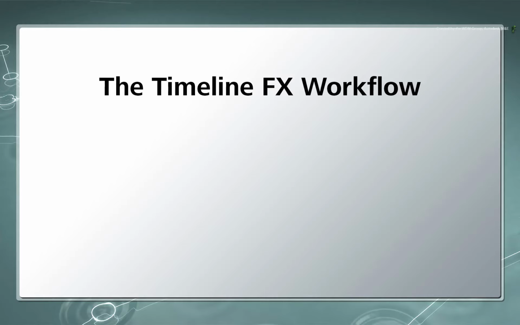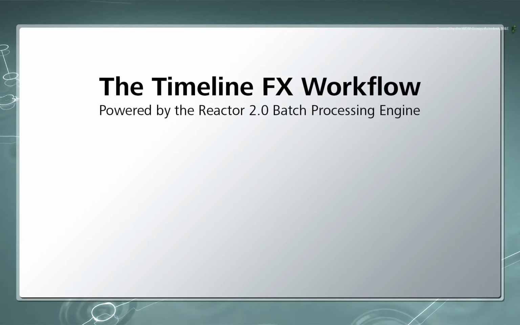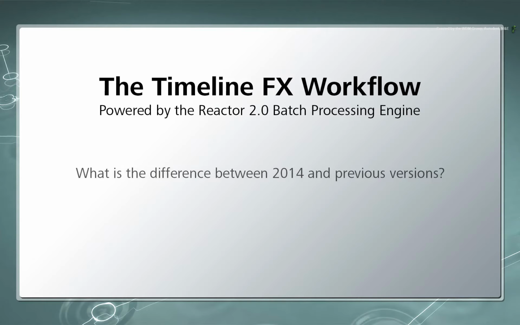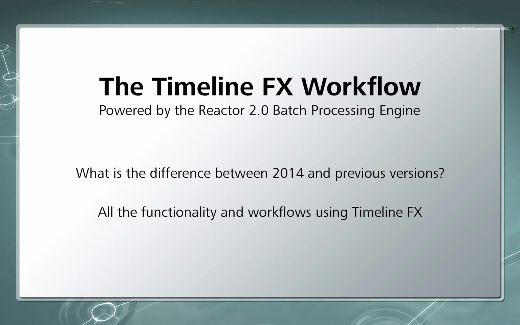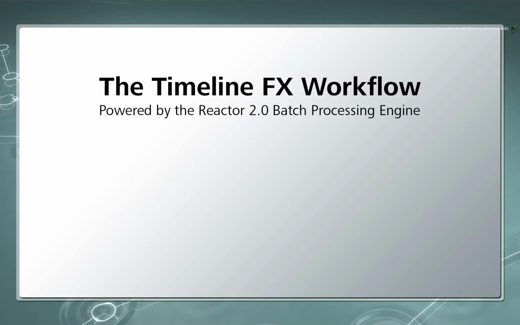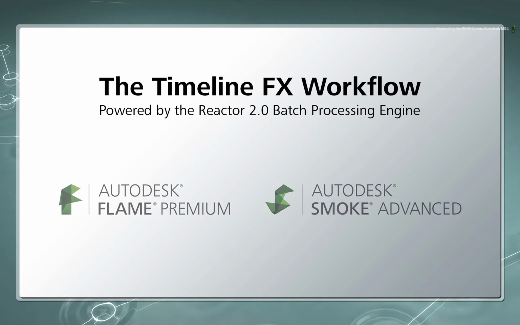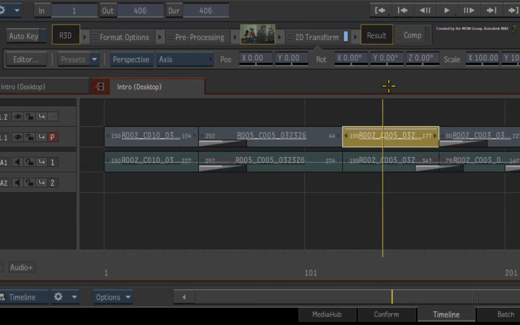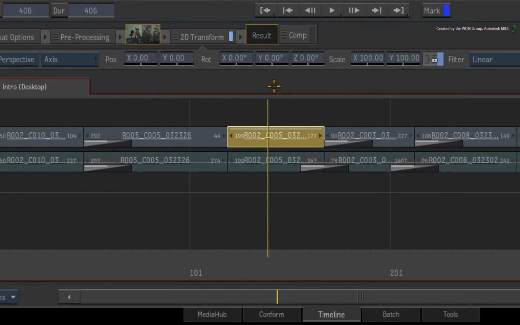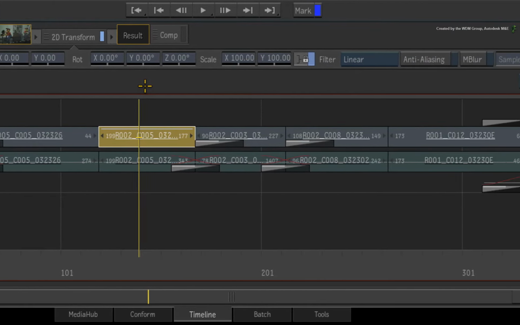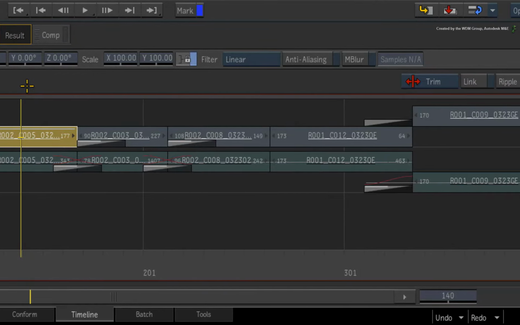This video series will go through the timeline effects redesign using the new Reactor 2.0 processing engine. We'll start off by covering what changed between versions, and then progress onto how you can use these tools in your workflow. Everything covered in this series will affect both Flame Premium artists and Smoke Advanced artists. As part of the application redesign, the timeline was given an overhaul that should improve your overall usability experience.